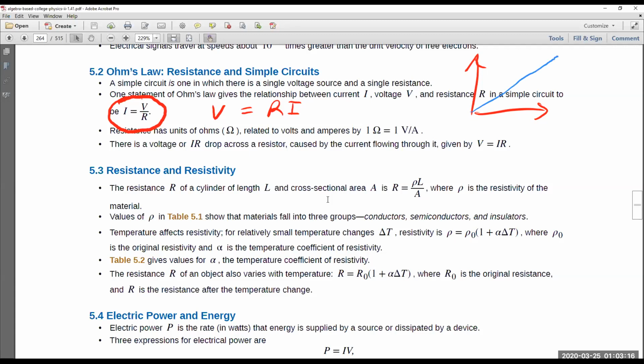So if you plot the voltage as a function of current, you get a straight line, and the slope of that straight line is equal to the resistance. And we know a straight line has a constant slope. So materials that behave like this are classified as ohmic materials, whereas non-ohmic materials will be the ones where the voltage and the current do not have a linear relationship.